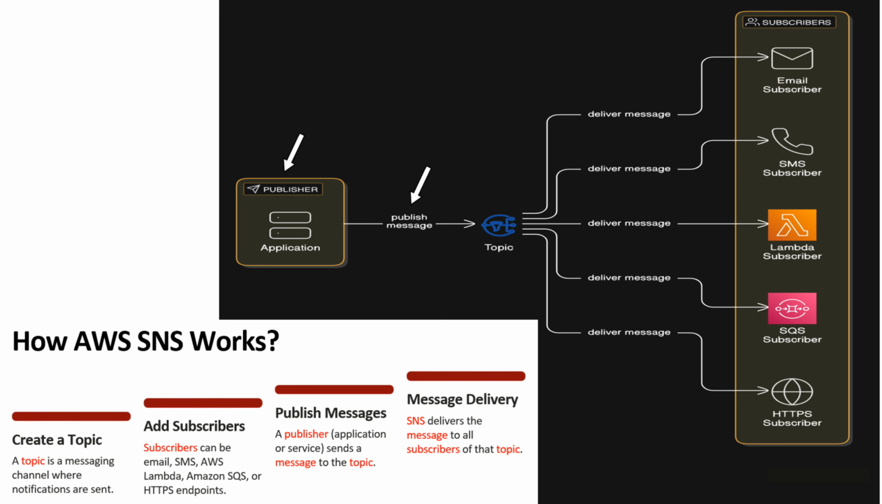Then publish messages. A publisher, which can be an application or service, sends a message to the topic. Then message delivery happens. SNS delivers the messages to all the subscribers of that particular topic.